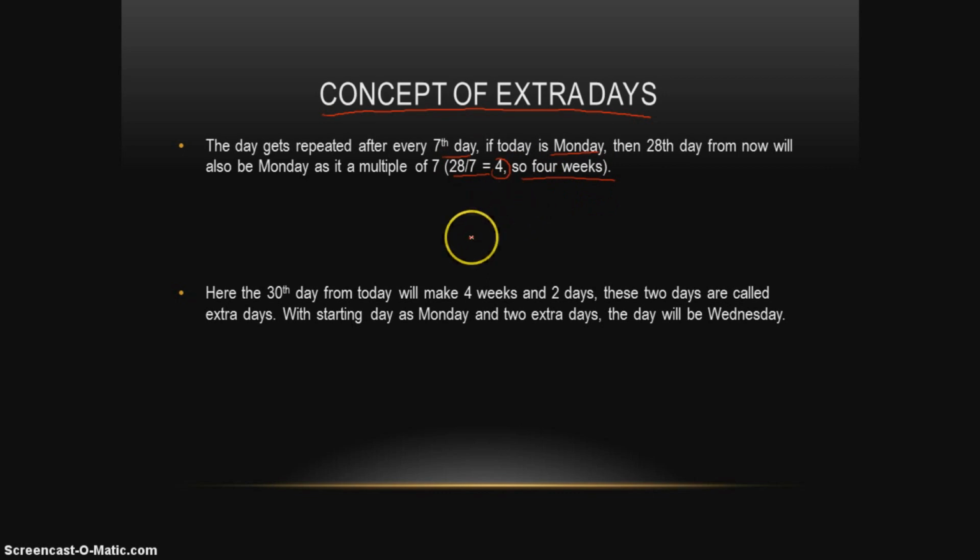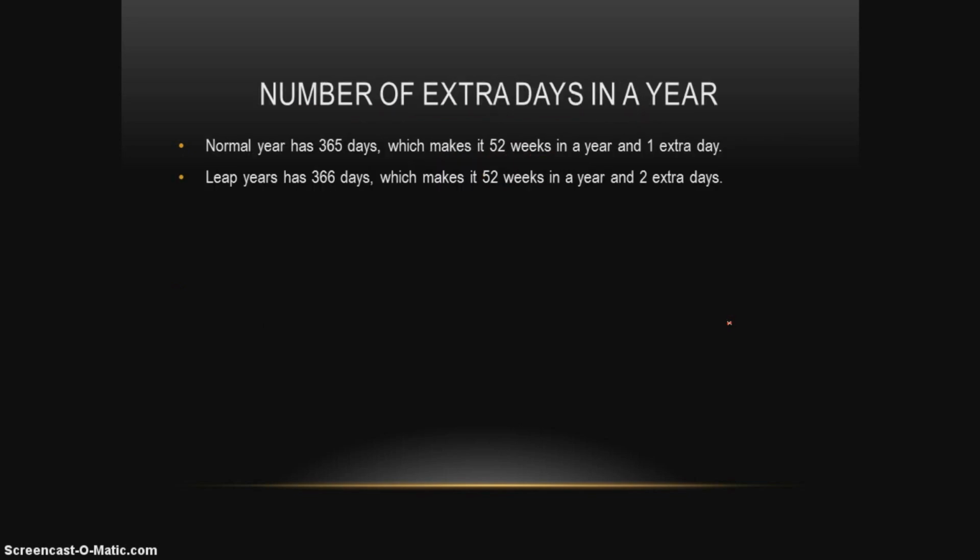So 4 weeks. Now by the same logic, the 30th day from now, if today is a Monday, will be 4 weeks and 2 days. So after 4 weeks we get a Monday, and 2 days further after that we get a Wednesday. So these 2 days, when I calculated the 30th day from today, will be called extra days. So with the starting day as Monday and 2 extra days, the 30th day will be a Wednesday. Let's move to the next concept.